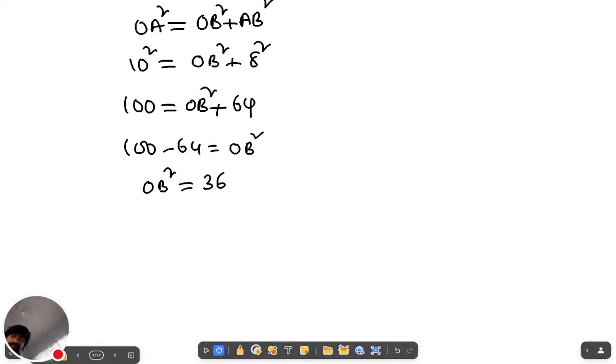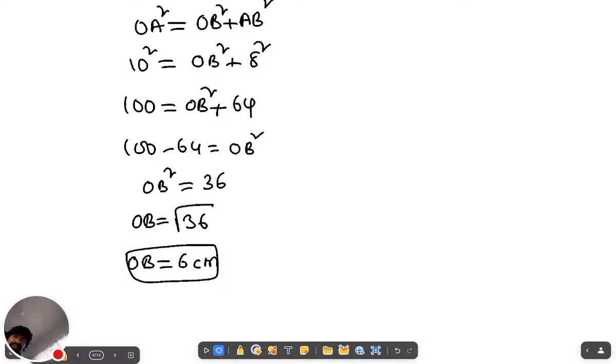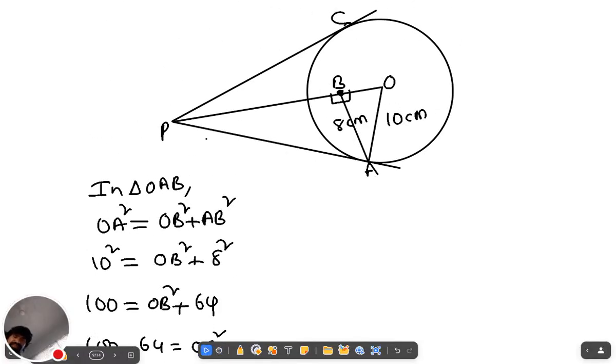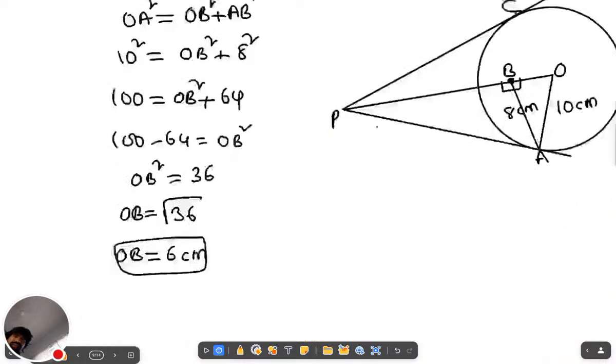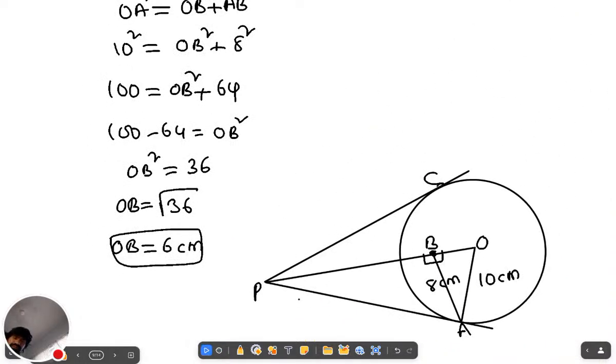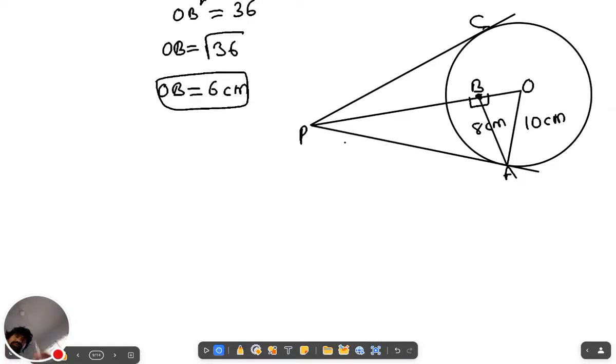And OB is, if you send the square to the right side, it becomes square root. So OB is the square root of 36. So OB is now 6 centimeters. OB is 6 centimeters now.